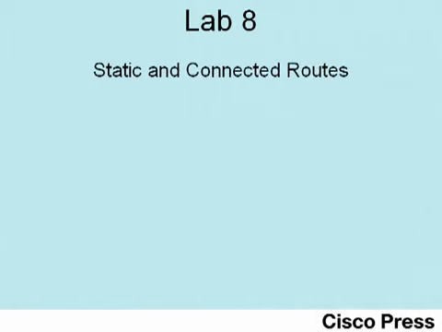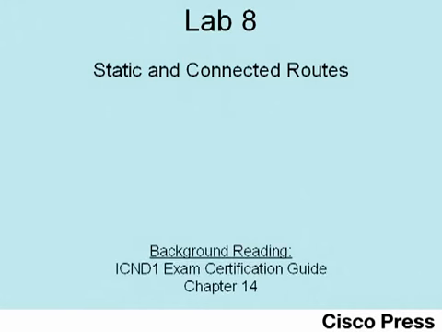This lab explains how to configure static routes as well as the requirements for connected routes to show up in a router's routing table. If you're using the Cisco Press Exam certification guides, note that the ICND1 book, Chapter 14, introduces both of these concepts.